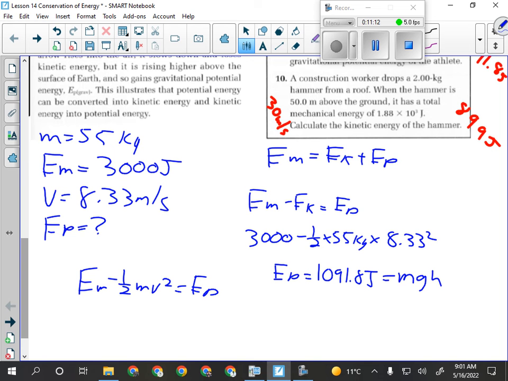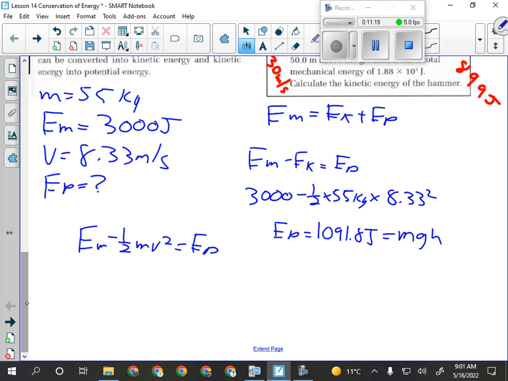Do I have the mass and gravity? I do. The question gave me that. Well, we always know what gravity is. Okay? So all I would have to do is divide this number by m times g, and I'd be left with the height.